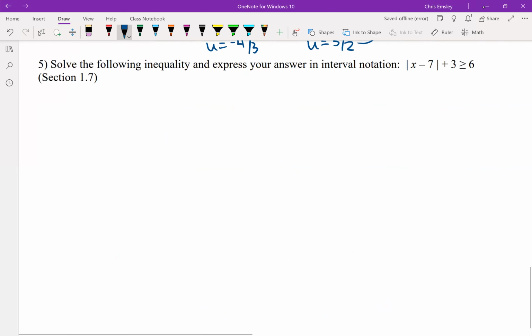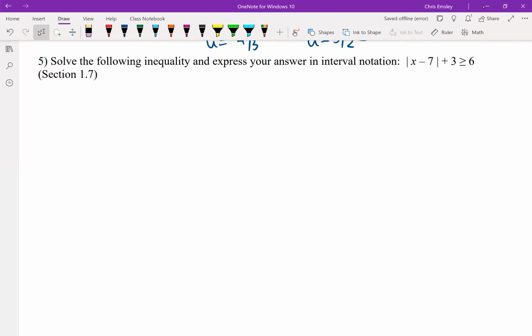And number 5, we have an absolute value inequality. When we're doing absolute value problems, whether it's an inequality or an equation, the first thing we want to do is isolate that absolute value so it's alone. So the first thing I'm going to do here is subtract 3 from both sides of this inequality. Once I do that, I have the absolute value of x minus 7 is greater than or equal to 3. Okay, absolute value and greater than. That's when we have our two inequalities.